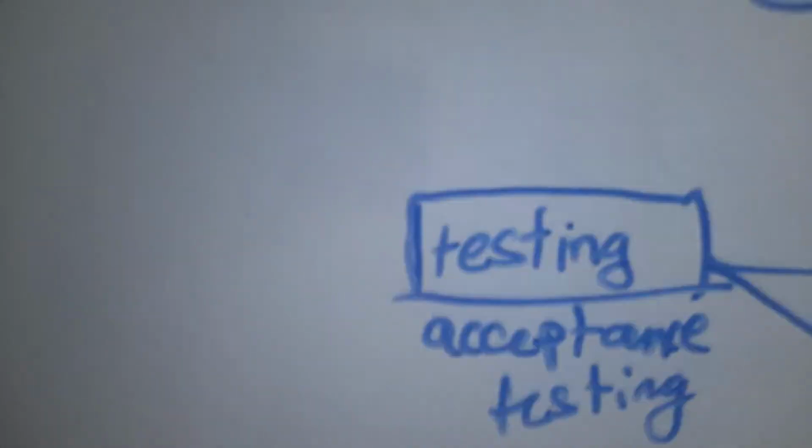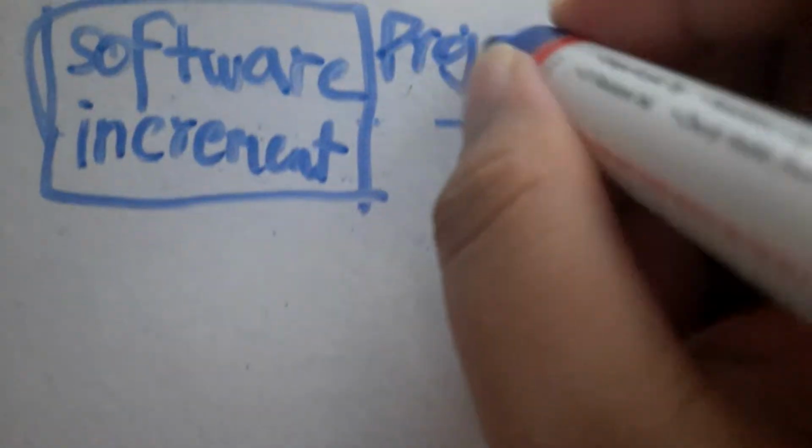And after testing, what comes is our software increment. Is it visible, guys? Software increment. And another thing, project velocity computed.